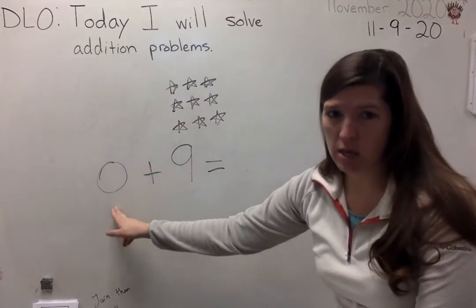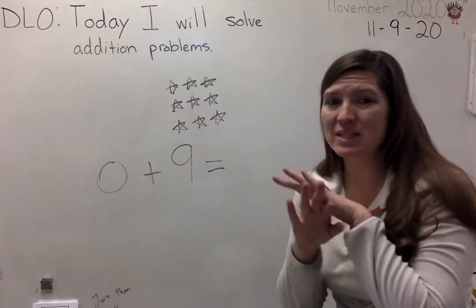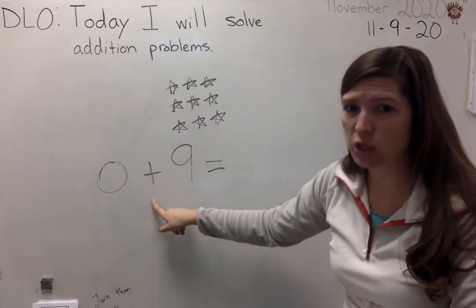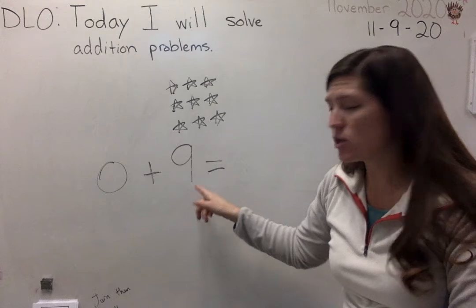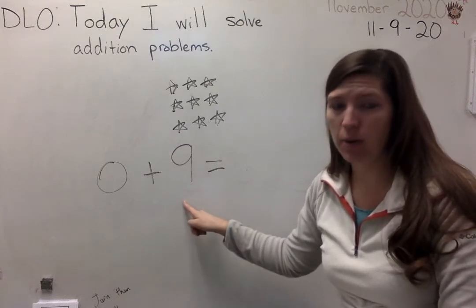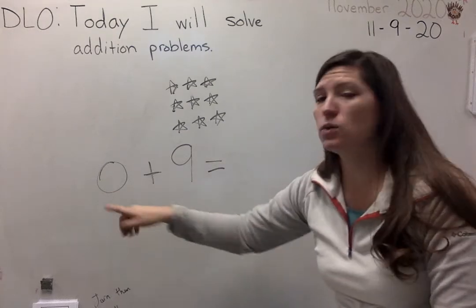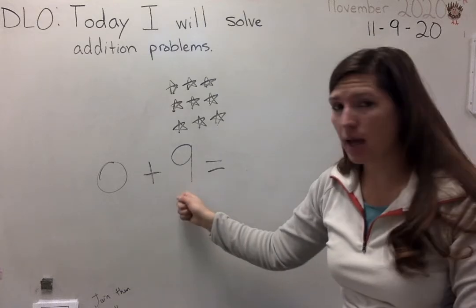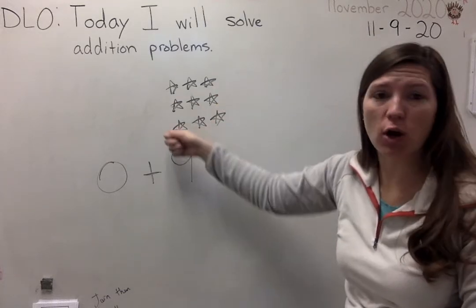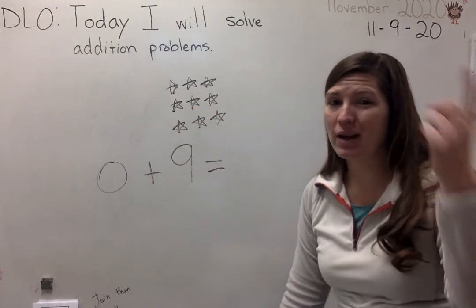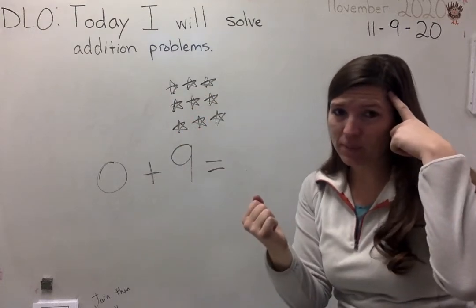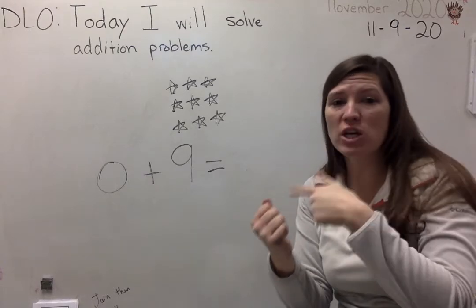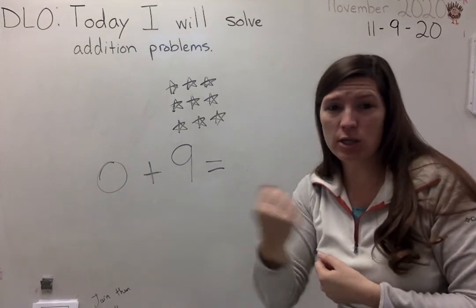Zeros can be tricky, but 0 just means nothing. So whenever you see a 0 in an addition equation, the sum is always going to be the number that has quantity. 0 is nothing. There's nothing there. There's no quantity. 9 has quantity because we have 9 starfish here. So if I put 9 in my head and nothing in my hand, 9. That's it. Don't touch your fingers because there's no fingers there to pull down.